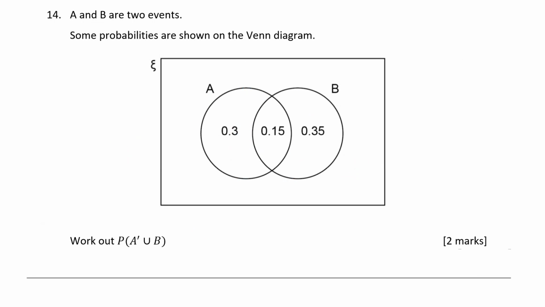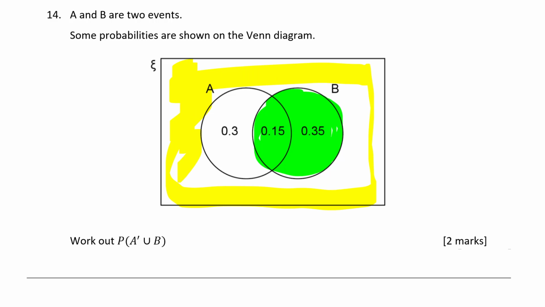Question 14. A and B are two events. Some probabilities are shown on the Venn diagram. And we need to work out the probability of A dash union B. Okay, so A dash means the complement of A, or everything not in A. Union means it could be in one or the other, and B is just the set B. So that means it can be inside the set B, or it can be outside A. So we're talking about all of this area.